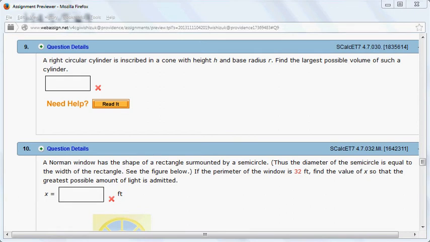Okay, let's look at the homework 4.5, 4.7, problem number 9. Right, so we have a right circular cylinder inscribed in a cone with height h and base radius r, and find the largest possible volume of such a cylinder. All right, so let's do that.